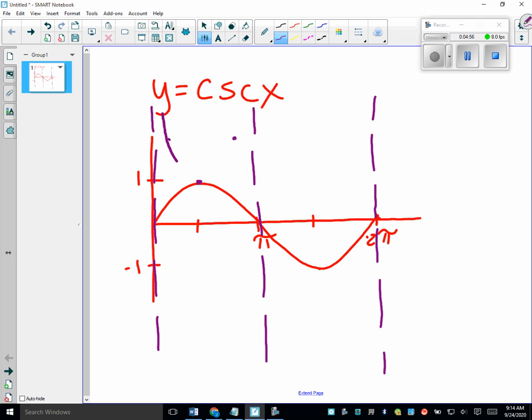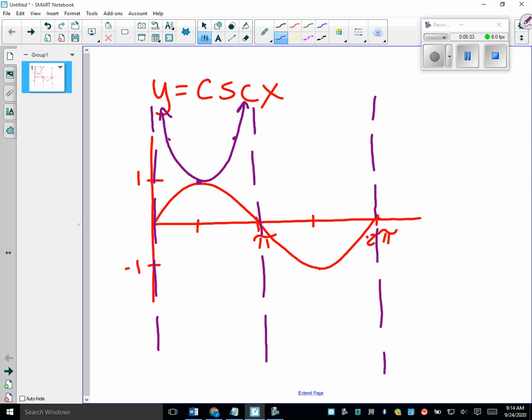So the cosecant graph, that's half of it. Well, sort of, not exactly. The cosecant graph gets closer and closer to my asymptotes, but doesn't ever cross them. So it's like a new graph every single time. Right. Yes, we're going to do lots with asymptotes.